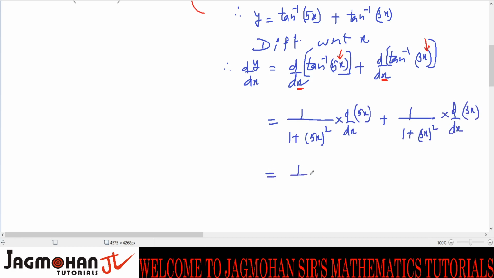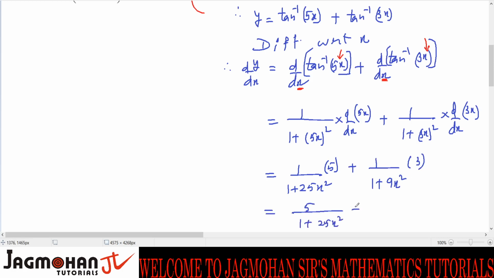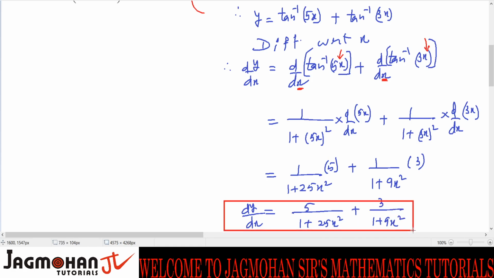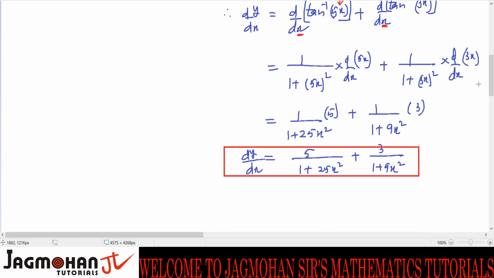So this gets you 1 upon 1 plus 25x square into, d by dx of 5x is 5, plus 1 upon 1 plus 9x square into d by dx of 3x is 3. So you get here 5 over 1 plus 25x square plus 3 over 1 plus 9x square. This is dy by dx, the final answer.